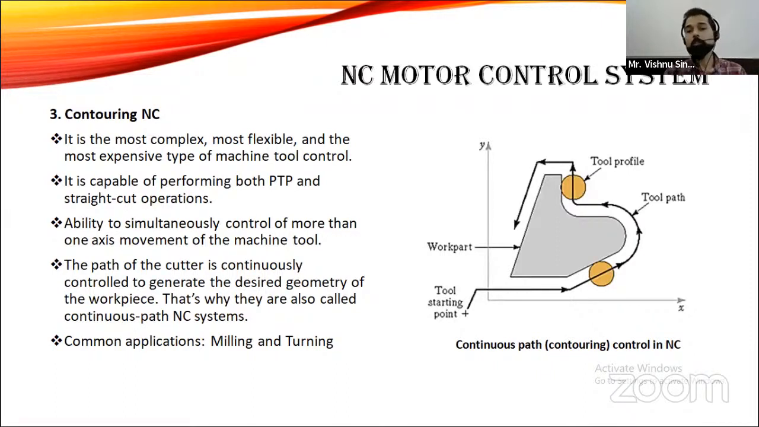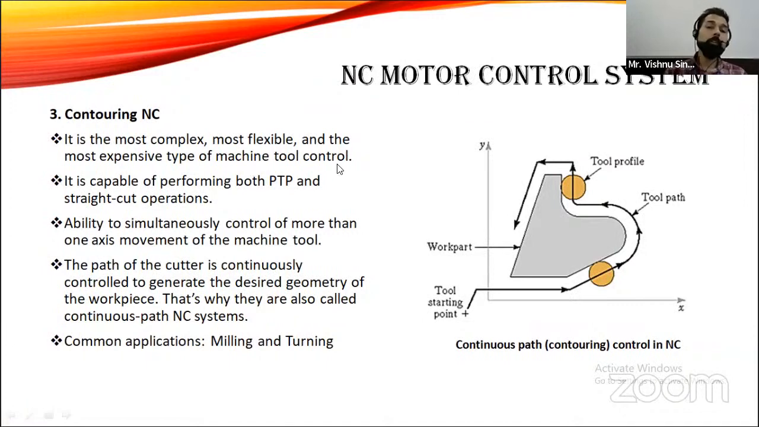As we can see from the diagram, in this case, we can move our tool along a straight path. We can also take angular cuts. Basically, my tool can move along any axis, or it can move in multiple axes simultaneously. So this is the most advanced movement. It is the most complex, most flexible, and the most expensive type of machine tool control.